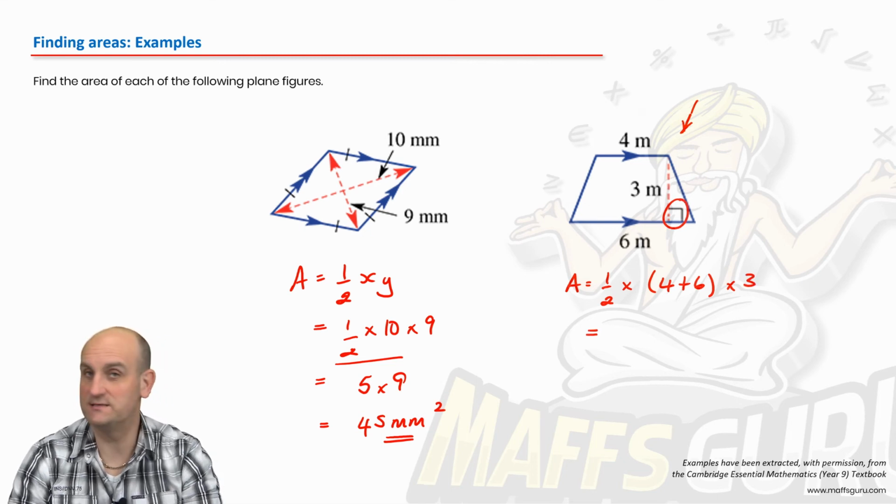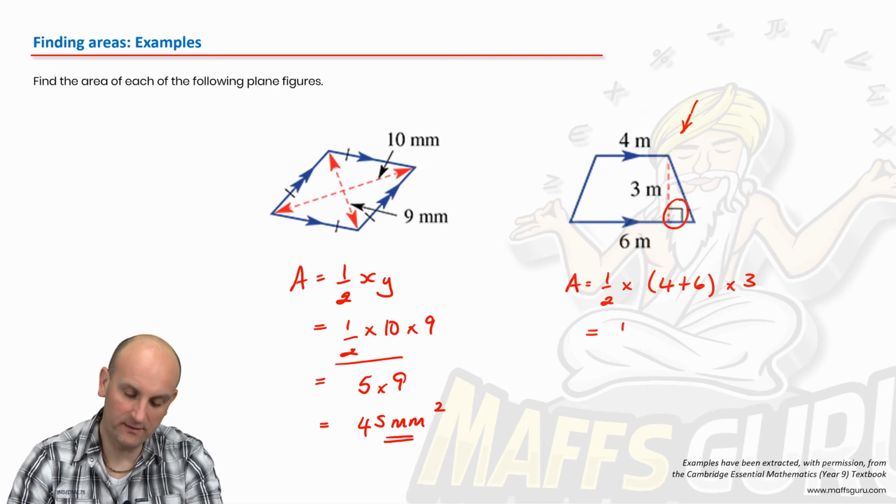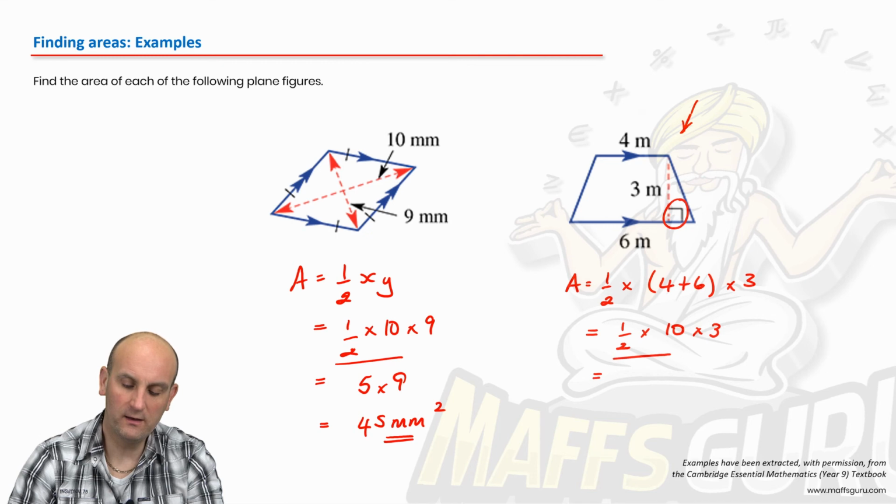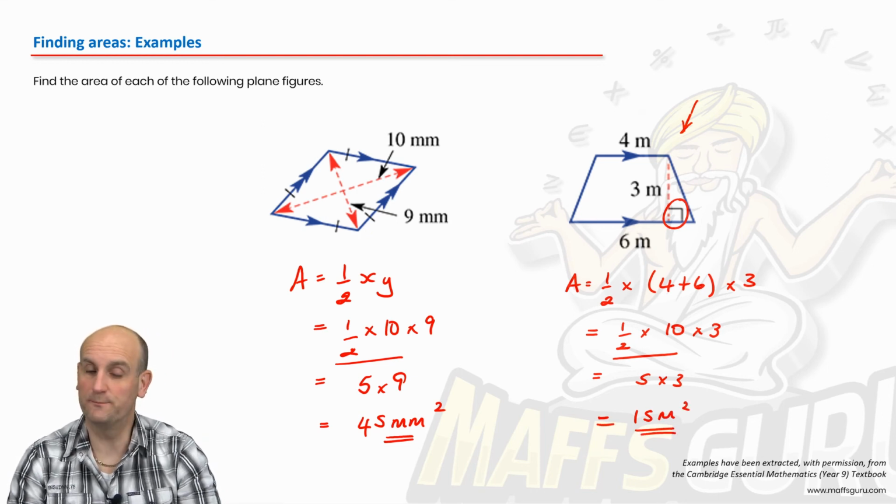Now we know from BIDMAS that we have to do the brackets first. So that becomes a half times 4 plus 6 is 10 times 3. I know that a half of 10 is 5 times 3. And so 5 times 3 is 15. And don't forget my units with the floaty 2.